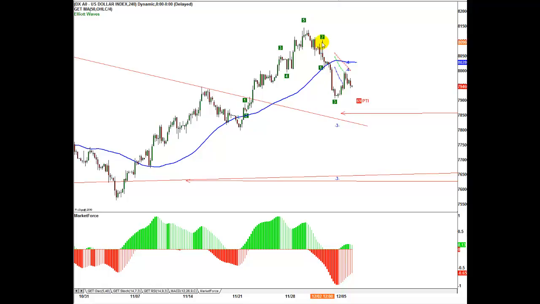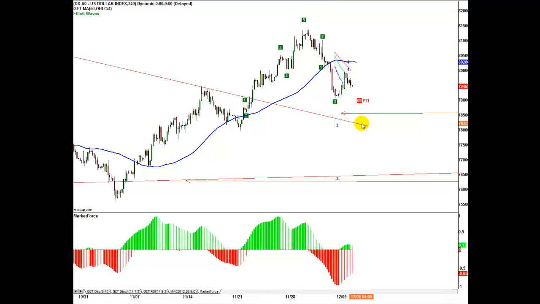This could be an ABC, the alternate count, if this is not going to finish at 4 and then drive home for 5 and test the long-term support line here, or resistance slash support. So it's a little bit uncertain.